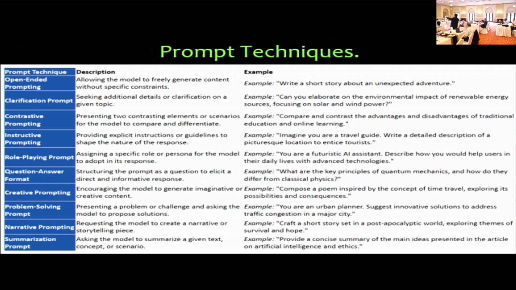And then you have different types of things, like clarifications, asking it to elaborate, or compare and contrast. As I showed earlier, role-playing: imagine you are Allan Quatermain and answer questions. Then question answering, composing a poem, problem solving: suggest an innovative solution to address traffic congestion in a major city. Craft a short story. Provide a concise summary of the main ideas presented in the article. I mean, this is just to show the range.